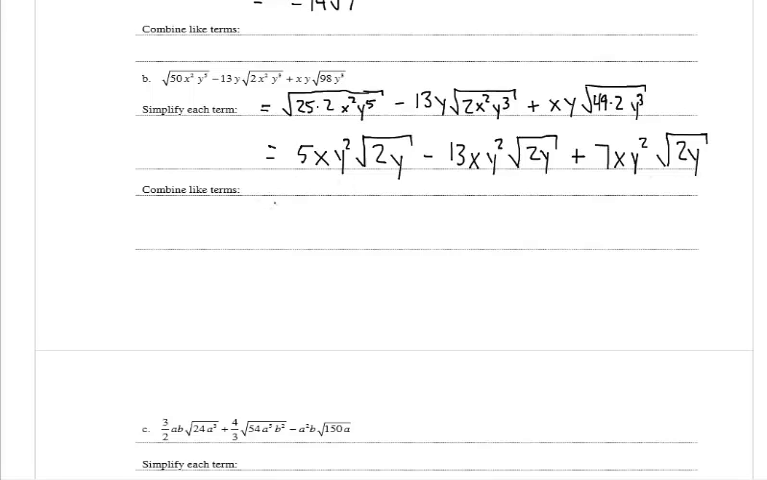And now we want to combine like terms. And all of our terms here are like. We have the same base with the same exponent in each term, and the same radicand and the same index in each of them. So we're going to have 5 minus 13 is negative 8, plus 7 is negative 1, so we have negative x y squared times the square root of 2y.